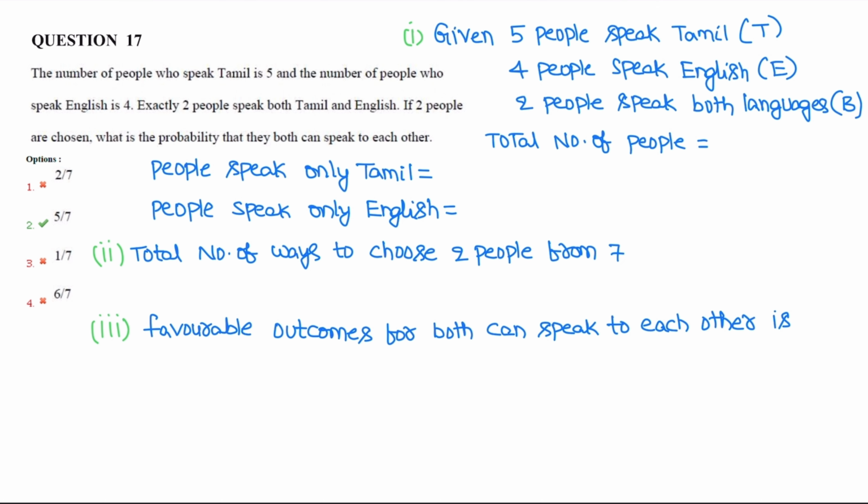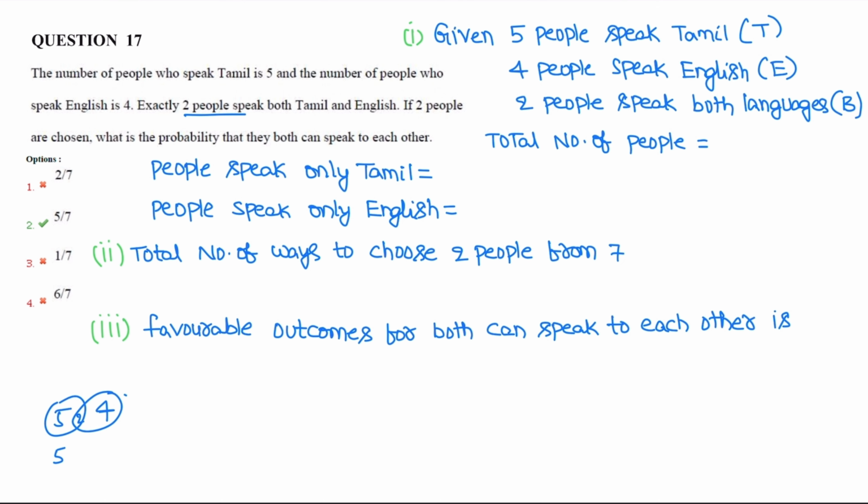The number of people who speak Tamil is 5 and the number of people who speak English is 4. So 5 people can speak Tamil and 4 people can speak English, and also given, exactly two people speak both Tamil and English. Two people speak both the languages, so it is represented with B. People speaking English is represented with E, and people speaking Tamil with T. Therefore, using a Venn diagram, people who speak Tamil is 5, people who speak English is 4, and both are 2.